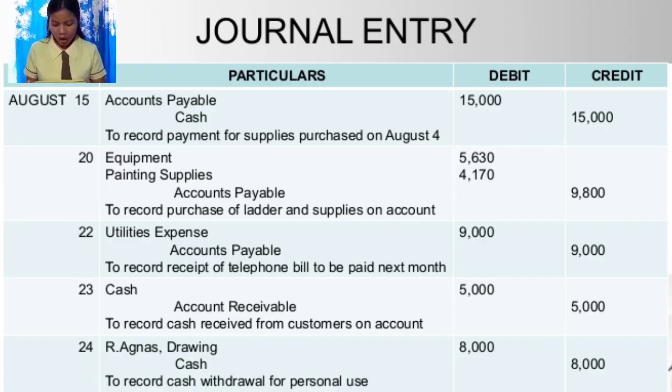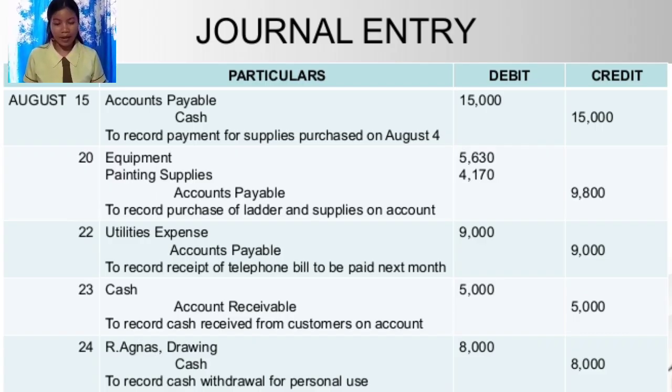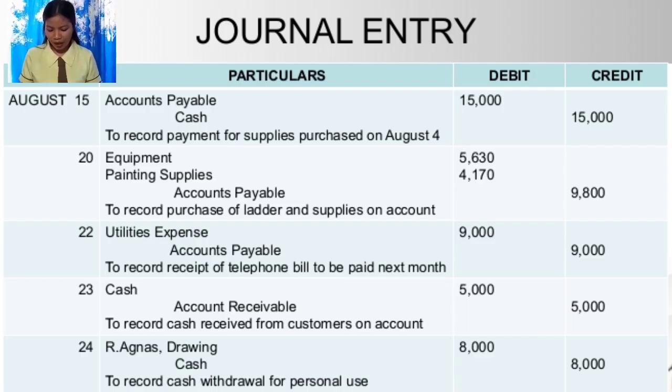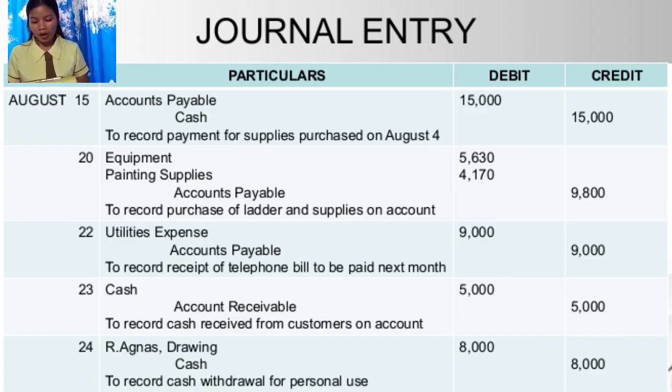So, next is August 22. Received telephone bill to be paid next month, amount of 9,000. So the debit is utilities expense, amount of 9,000, and the credit is accounts payable, 9,000. To record receipt of telephone bill to be paid next month. Next is August 23. Received payment from customer on account, 5,000. So the debit is cash, 5,000, and the credit is accounts receivable, 5,000. To record cash received from customer on account.